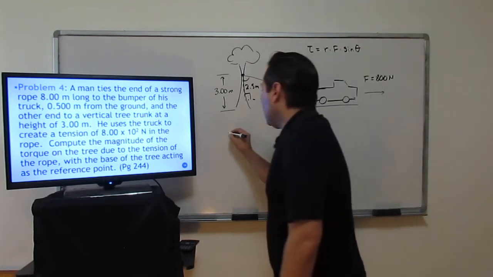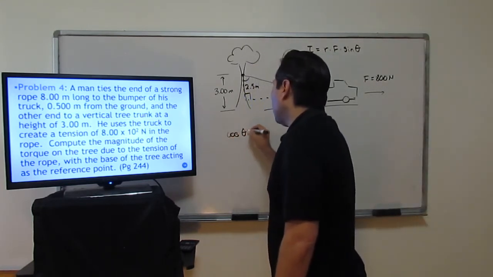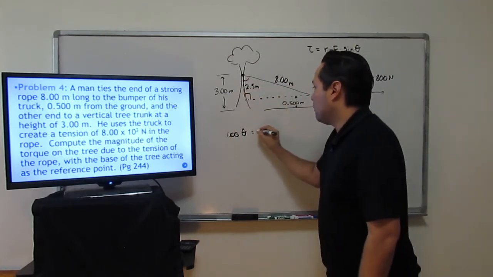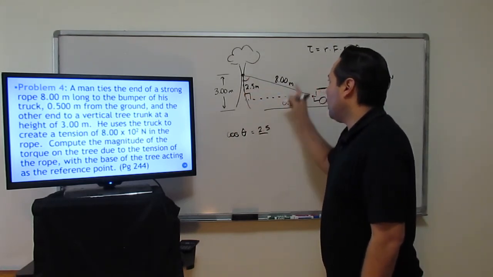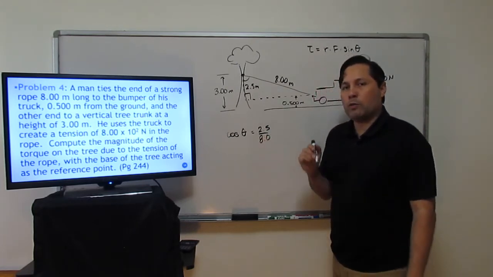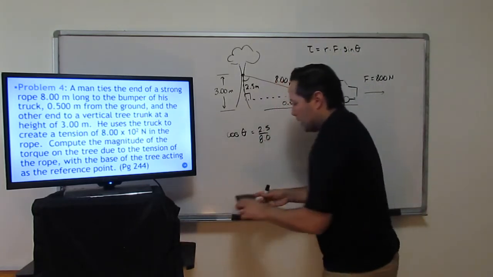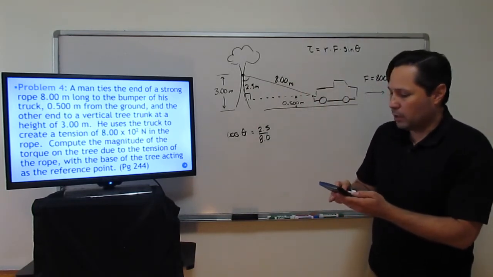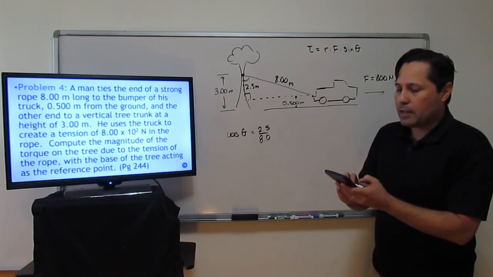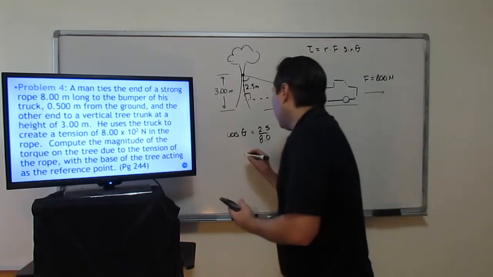So cosine of theta, the angle we're looking at, will be the adjacent, which is 2.5, over the hypotenuse, which is 8. That's what we're going to do to figure out the angle at which we're applying the force. 2.5 divided by 8 gives me 0.3125.